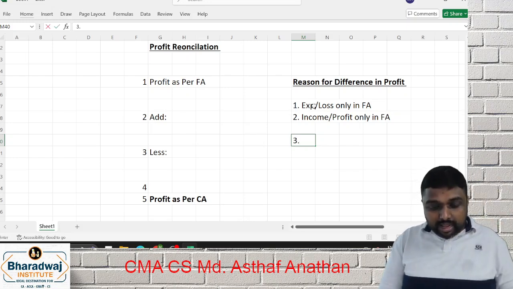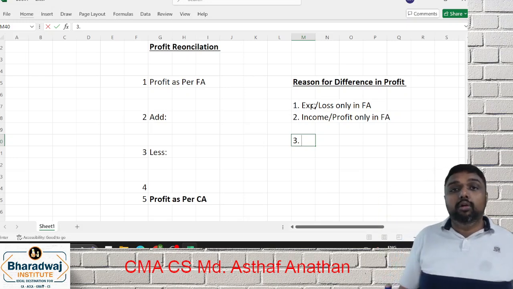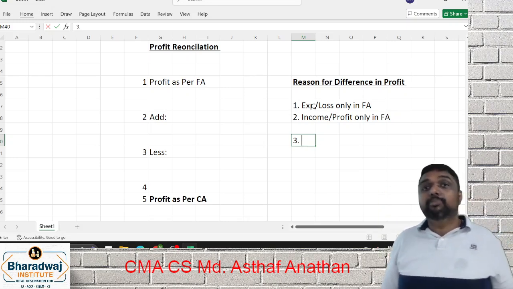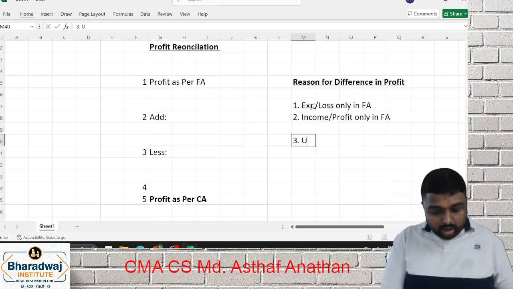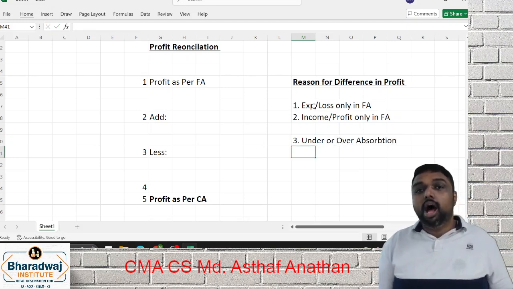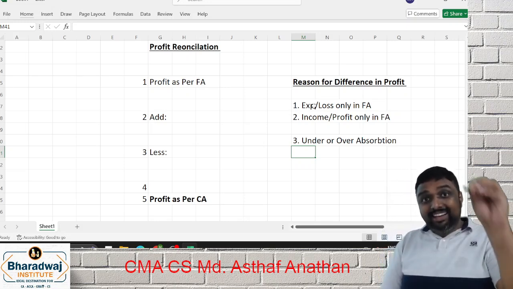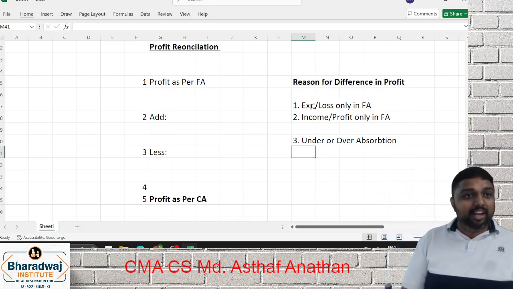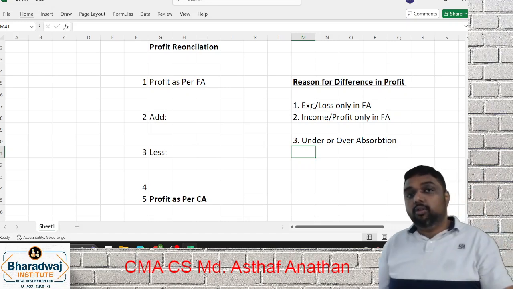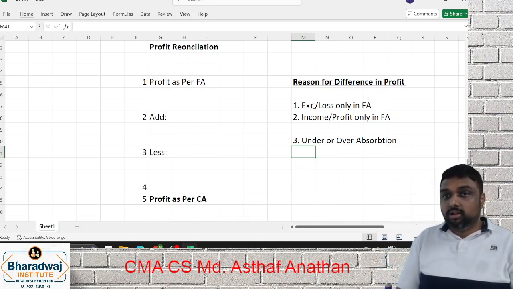Apart from that, next will come, as you all know very well, in financial we take the actual amount, whereas in costing we take the absorption method. So there will be under or over absorption. What is under absorption? You charge a lesser amount in costing. Over means you charge a higher amount than actual in your cost records.